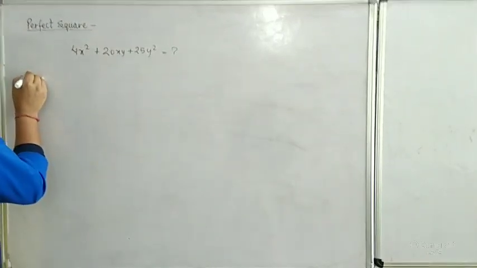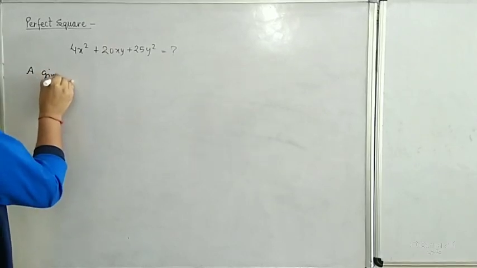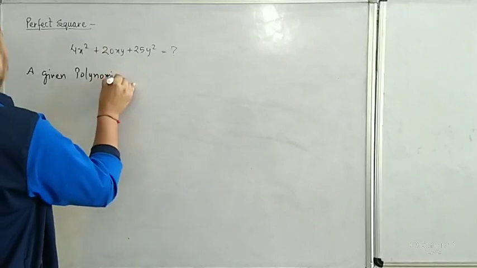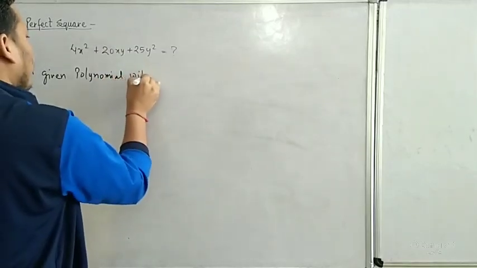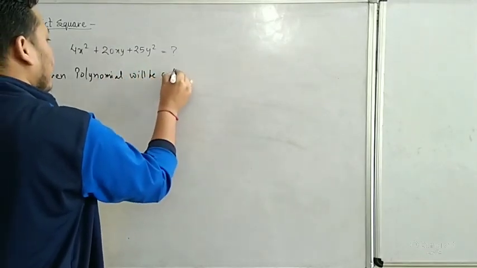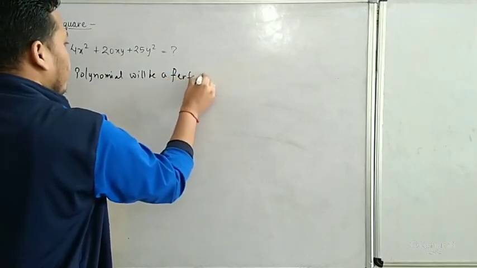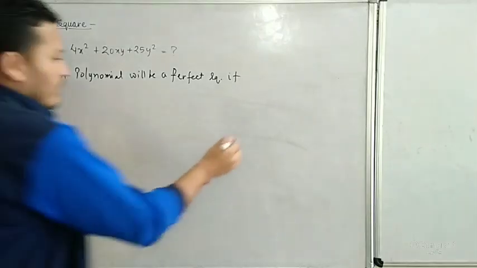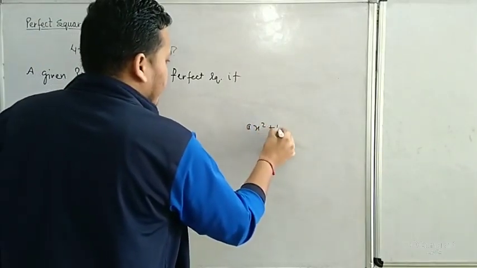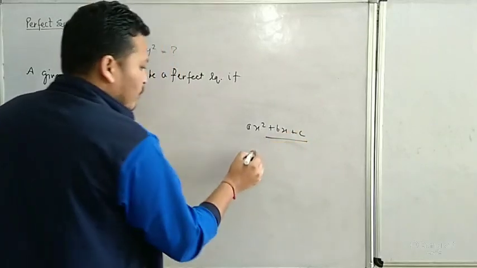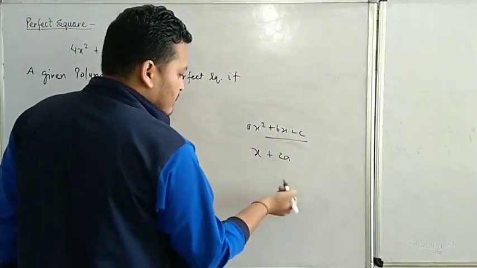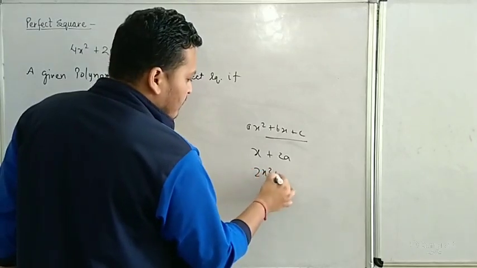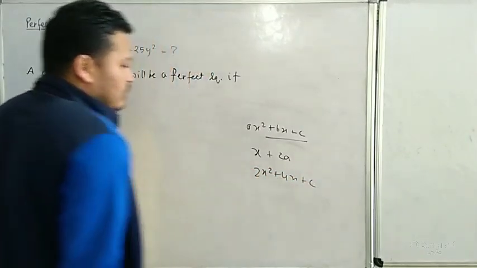तो when a given polynomial will be a perfect square if कोई भी पॉलिनोमियल, ओके, फॉर एग्जांपल ax square plus bx plus c, this is known as polynomial. x plus 2a, this is also polynomial. 2x square plus 4x plus c, it is also a polynomial.